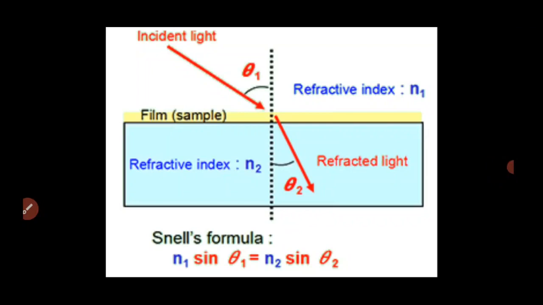The formula for Snell's law is sin i by sin r, where i means incident light and r means refracted light. So N1 sin theta 1 is equal to N2 sin theta 2. This law says the angle of refraction is determined in terms of the refractive index of the medium. So this indicates the refractive index of the medium is dependent on the wavelength of the light.